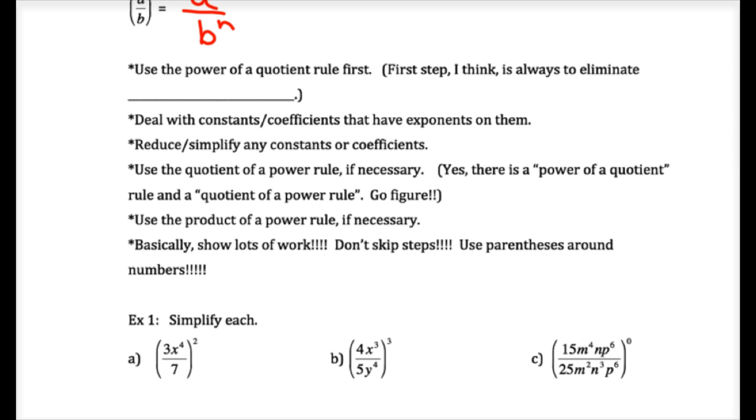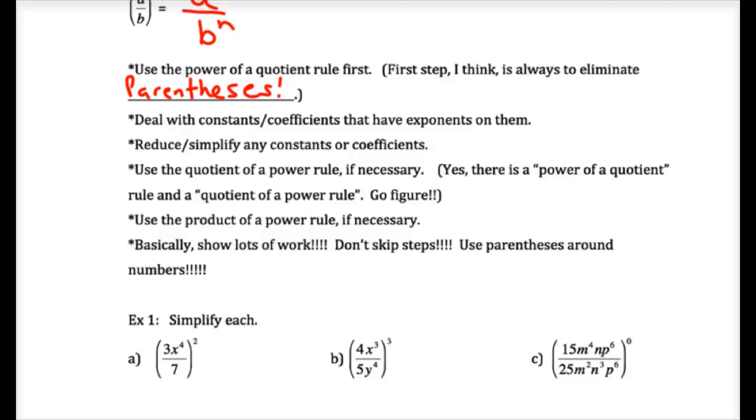All right, a little step-by-step process on how we're going to get these done. You always want to use your power of a quotient rule first because it gets rid of parentheses. Guys, the first step, I think, is always to eliminate parentheses. That helps you start simplifying these things. Now, the hard part is this next part. You're going to have to deal with constants or coefficients that have exponents on them, especially the negative ones. Reduce or simplify any of those things if you can. Then use the quotient of a power rule.